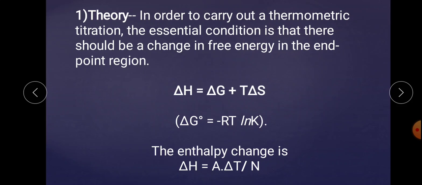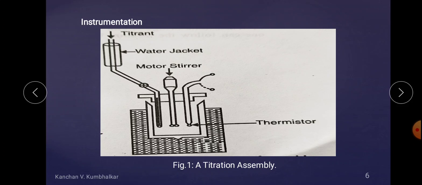Next point is instrumentation. In order to carry out a thermometric titration, the titrant is added continuously by means of a motor drive syringe burette into a solution contained in a thermally insulated beaker. This is the insulation, this is your beaker, and this is the motor stirrer, and in that the burette has been put.